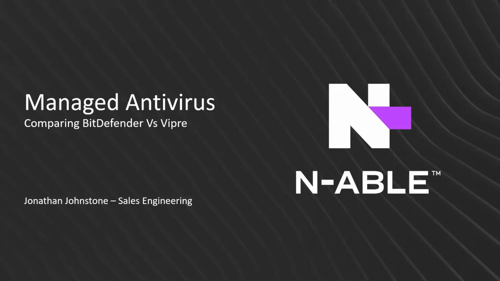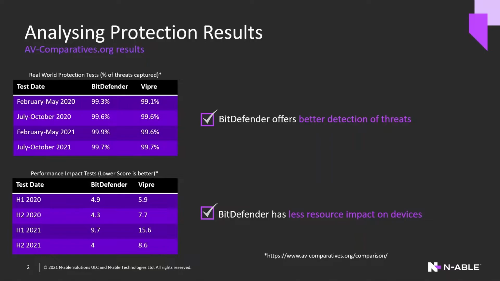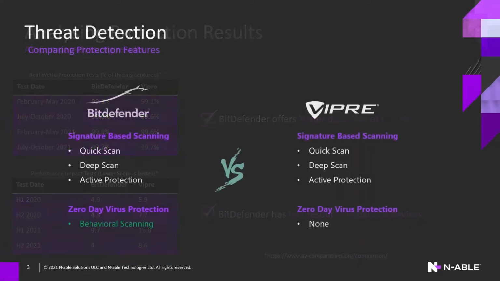With Enable's decision to remove Vipre AV, we wanted to show you how Bitdefender GravityZone stacks up in comparison. Statistically, according to AV-Comparatives, Bitdefender offers a better level of detection against threats. It also does this using fewer resources on the device. If you look here, you'll see behavioral scanning is the main difference between the two products.